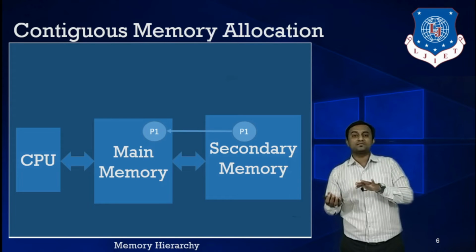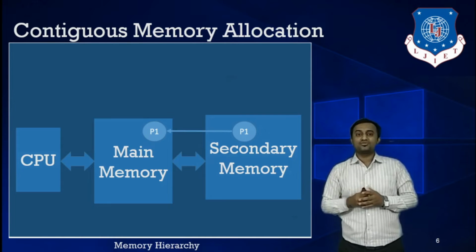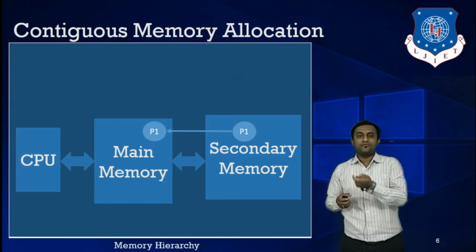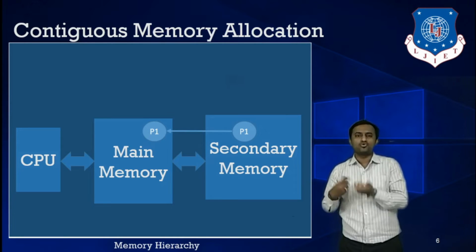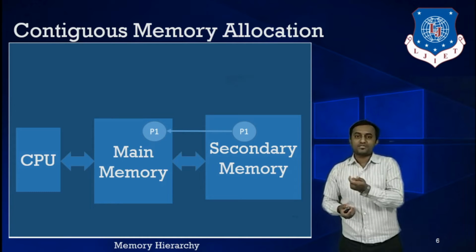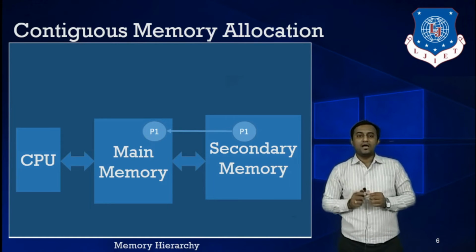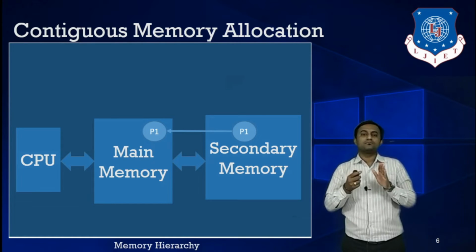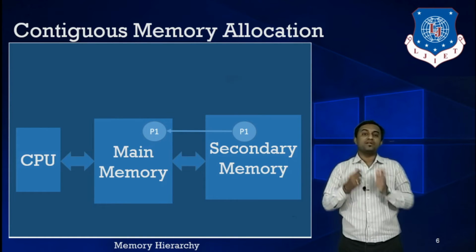So how will this memory transfer take place? Yes, there are two ways through which we can do this. One is contiguous memory allocation. Suppose we have a program or a process in secondary memory. If process P1 requires, say for example, a certain memory area to be stored, how will it be stored in the main memory from secondary memory?